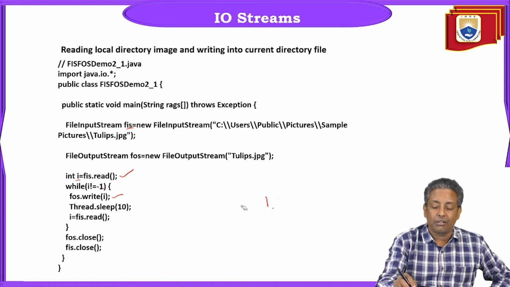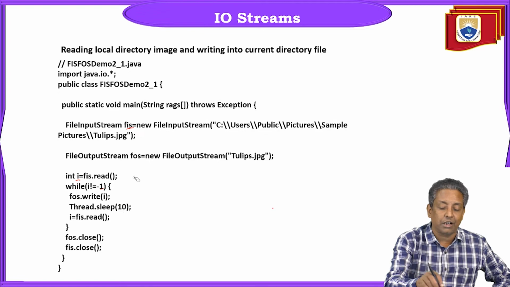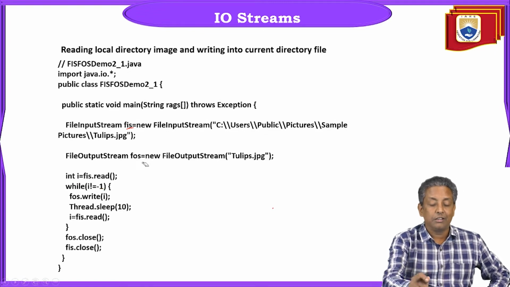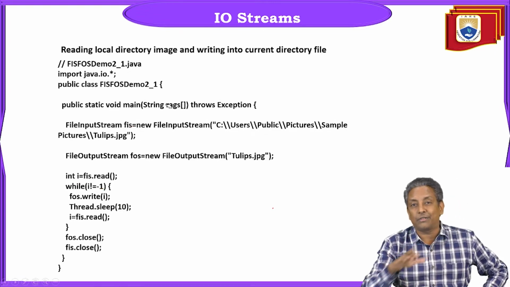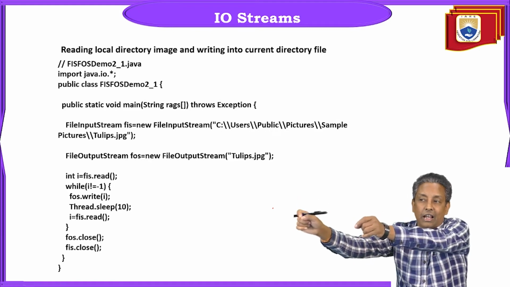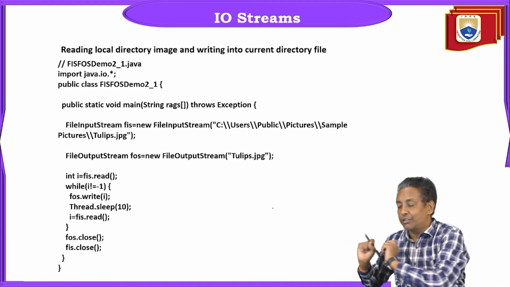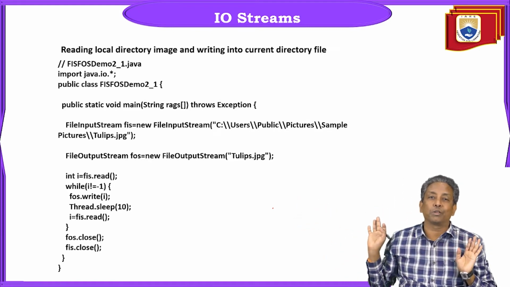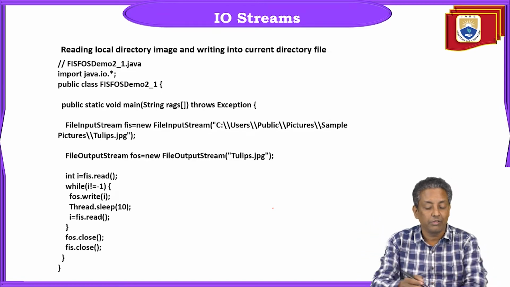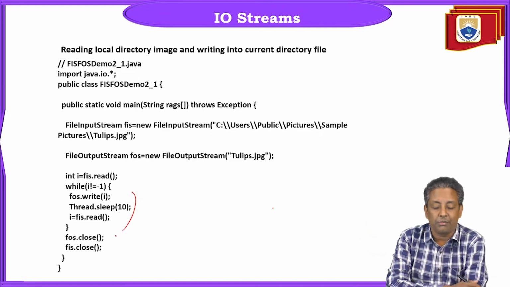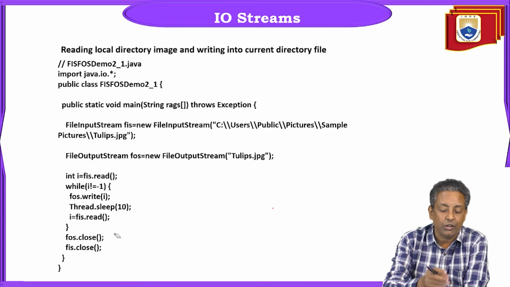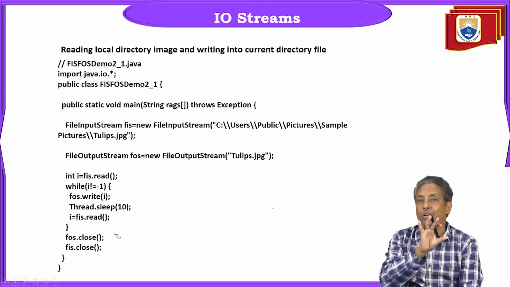Whatever character ASCII value comes, that value will be written to the second file. This program doesn't know whether it is an image file or a text file. Read every character's ASCII value, write into the output stream, the second file. That's it. That is how the complete process will be completed. We are closing the FileOutputStream and FileInputStream objects.